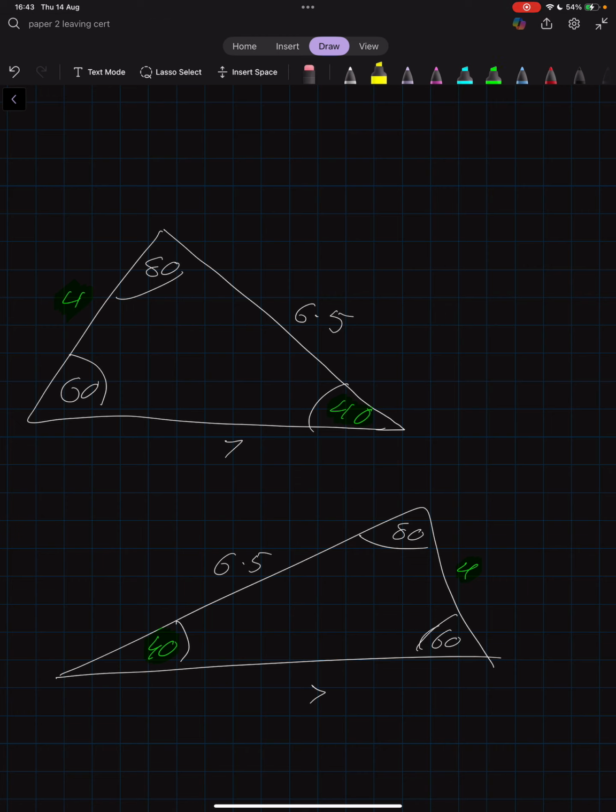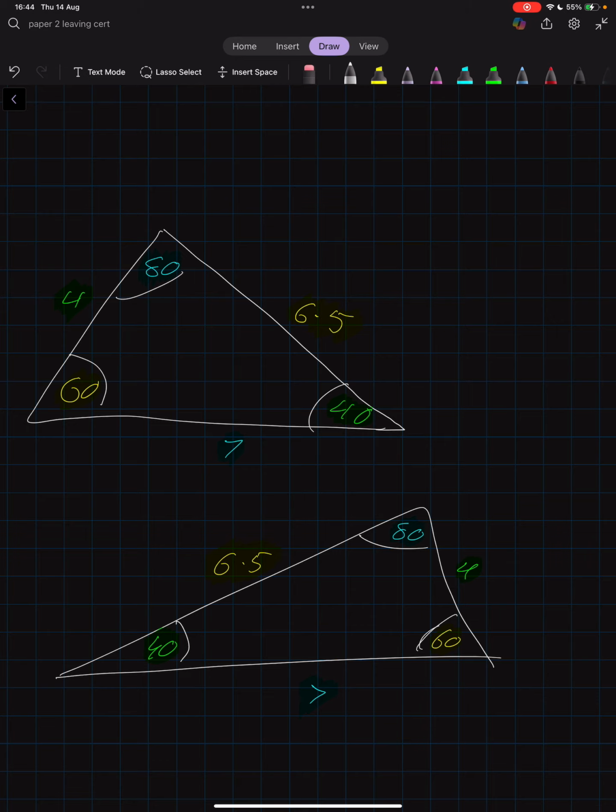Guys, if you're sitting there like, oh, I don't know if they're congruent or not, this is basically how you would tell. You would look and you'd say, okay, well, the 6.5 is opposite what angle? The 60 here. The 6.5 is opposite what angle over here? The 60. And then the same thing with the 80 and the 7. Okay?